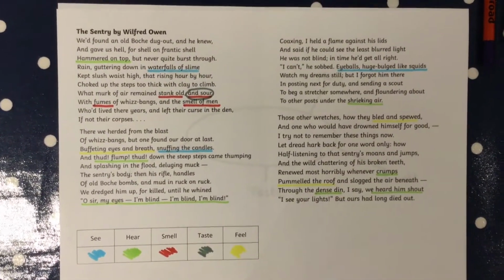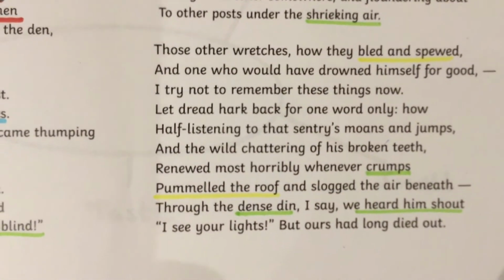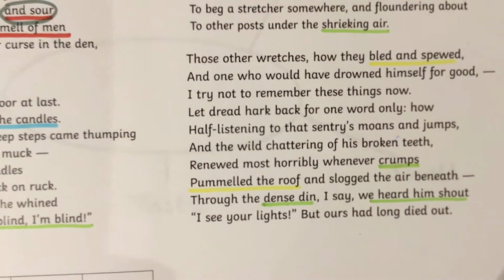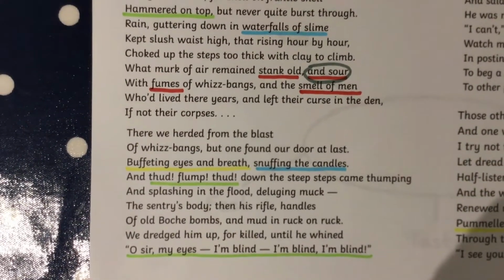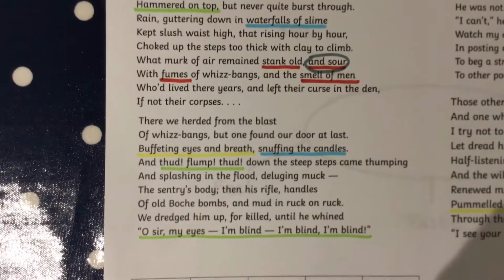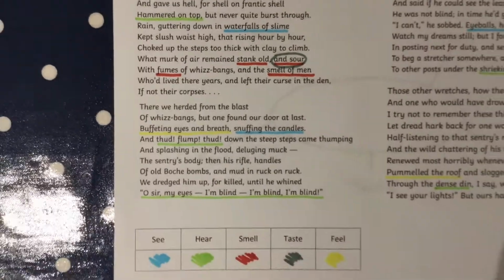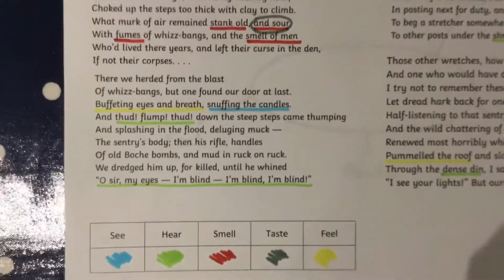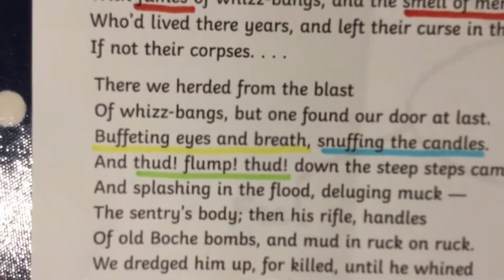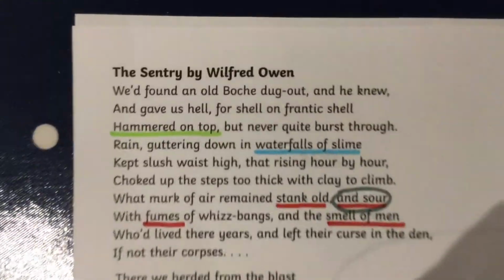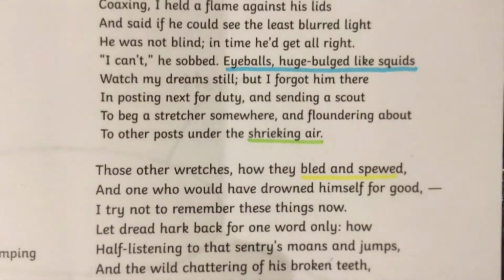Also things for feeling is really important. You could actually feel the crumps pummeling the roof of where they were. You could feel it shaking the roof. The wind buffeting, or the air from the explosion buffeting them, so actually moving them, the air moving them backwards or taking their breath away. Things you could hear: people whining, shouting, onomatopoeia, thud, flump, thud, the hammering of the shells on top. Okay, so all things you could hear throughout. The shrieking air is another good example.